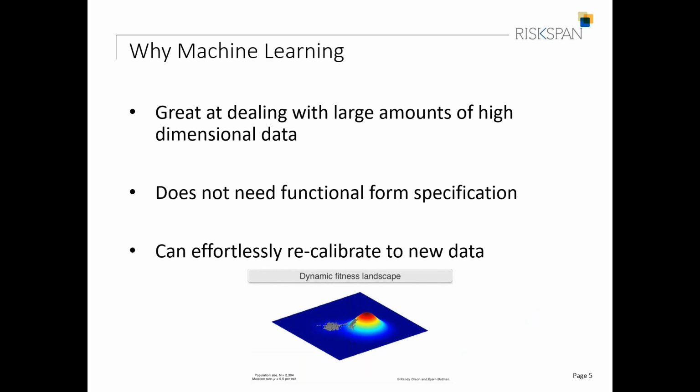By their nature, they're very good at dealing with large amounts of very high-dimensional data. They will, from the data, learn the functional forms of the model so that we do not have to specify those manually. And whenever there's new data, it's very easy for the machine learning algorithm to adapt to it.